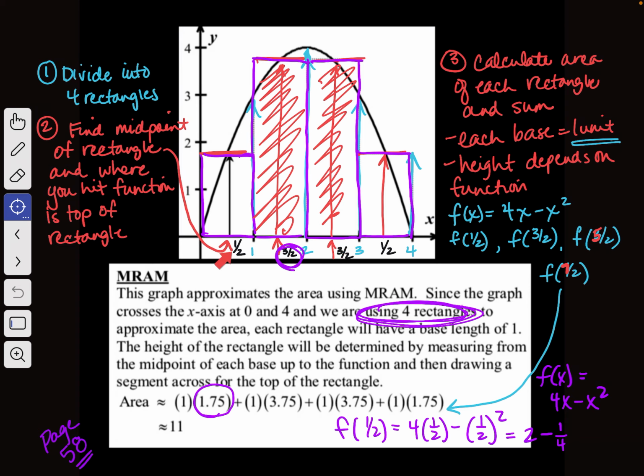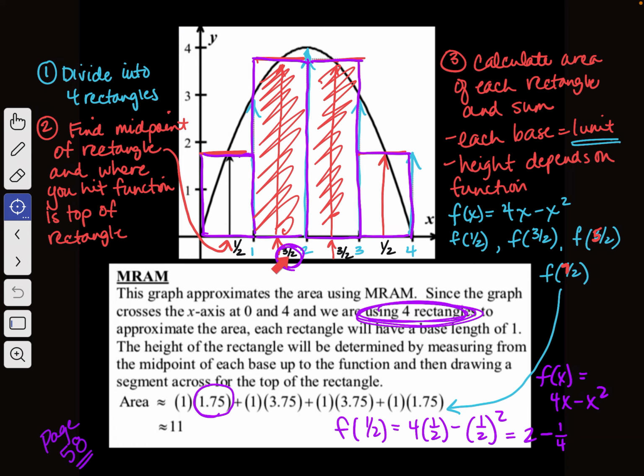And so we're going to evaluate the function at 1/2, at the midpoint. So you plug 1/2 into your function and evaluate. Remember our function was 4x minus x squared. So 4 times 1/2 minus 1/2 squared gives us 1.75. 2 minus 1/4 is 1.75. So that's the height of this first rectangle. The base of this rectangle is 1 unit, and so that's what these two numbers are representing.